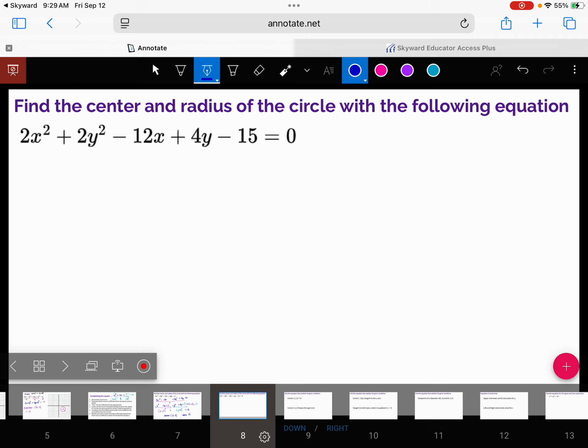Another one. So here we've got 2x squared plus 2y squared minus 12x plus 4y minus 15 equals 0. Lots of pieces. What's our first instinct? Don't say cry. Add 15. Yeah, we can get the 15 to the other side. Absolutely valid.